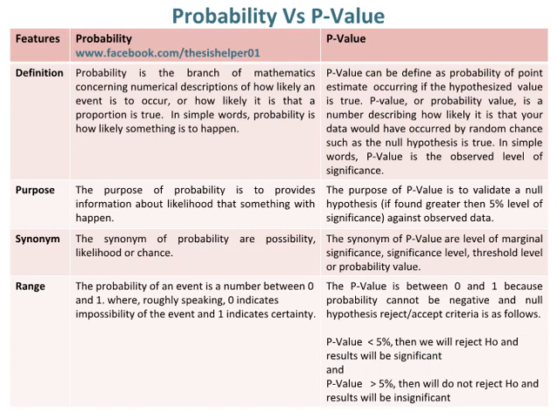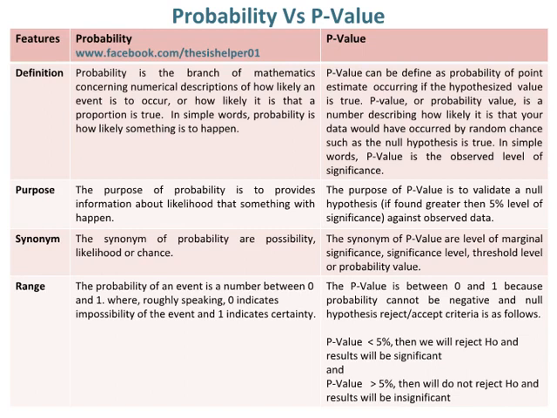Whereas, p-value can be defined as the probability of a point estimate occurring if the hypothesized value is true. P-value, or probability value, is a number describing how likely it is that your data would have occurred by random chance, such as if the null hypothesis is true. In simple words, p-value is the observed level of significance.